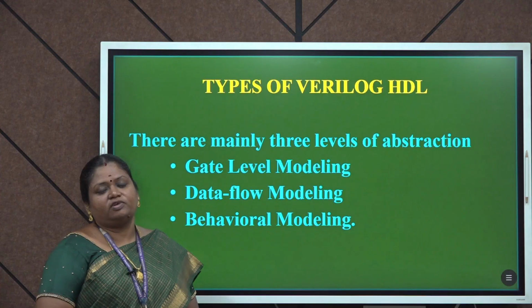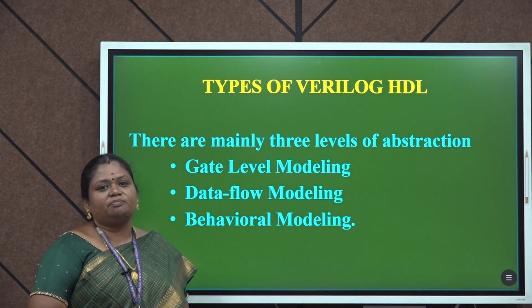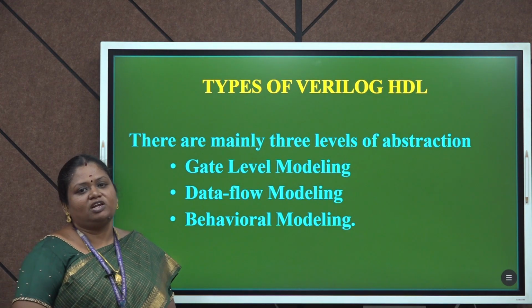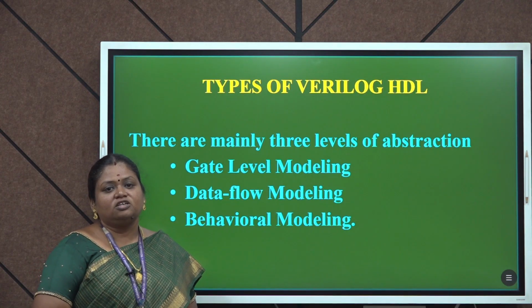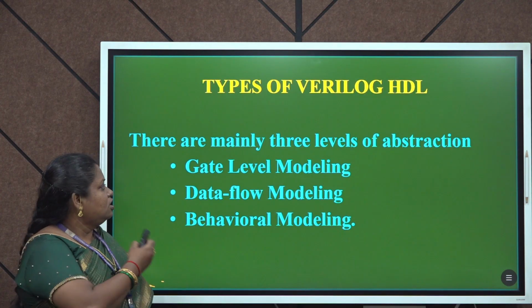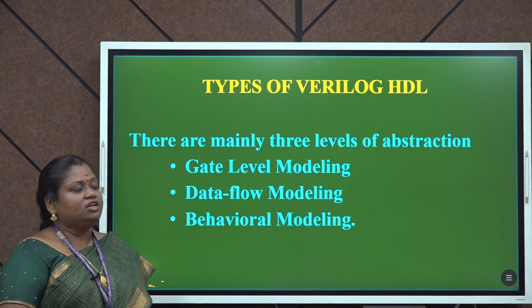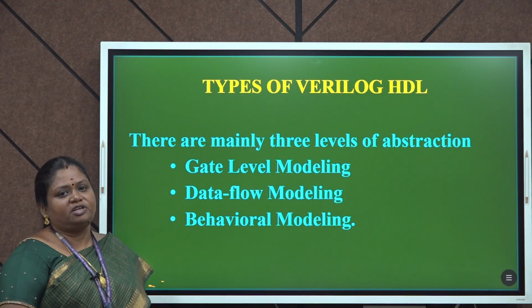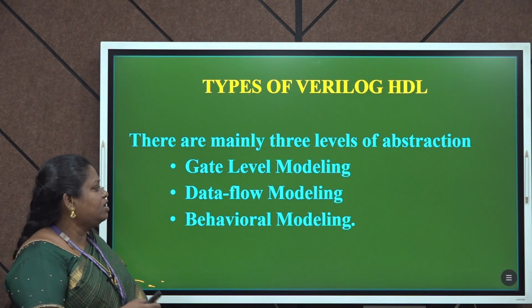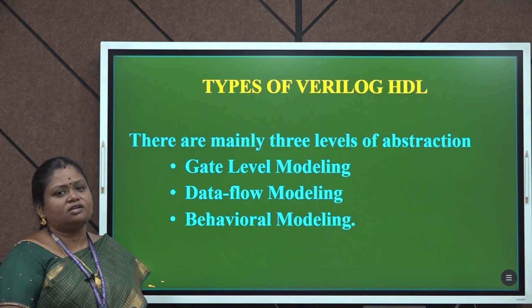There are different types of Verilog codes. The main types start from low level abstraction to high level abstraction. The low level abstraction is nothing but gate level modeling, and the high level abstraction is nothing but behavioral level modeling. The gate level modeling is also named structural modeling, and we have one more type of modeling, which is called data flow modeling.